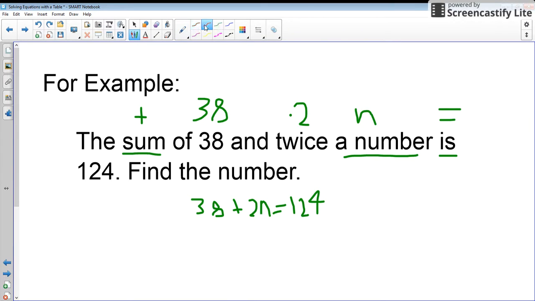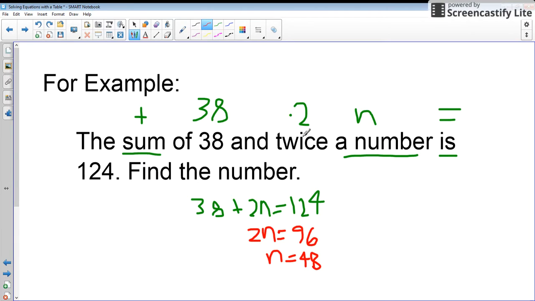We better solve it. Subtract 38 from each side. 124 minus 38 is 96. I only know that because I already did this earlier. 96 divided by 2, the inverse of times 2, is 48. And this problem was a piece of cake.